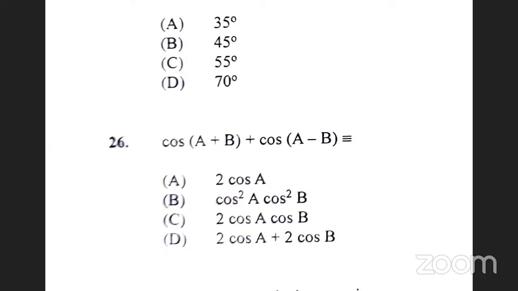Finish. Plug it in quickly. Cos A cos B minus sine A sine B, plus cos A cos B plus sine A sine B. That will cancel and you'll get C, 2 cos A cos B.